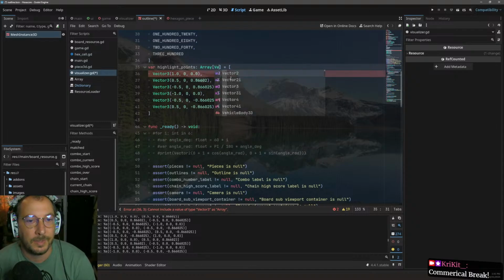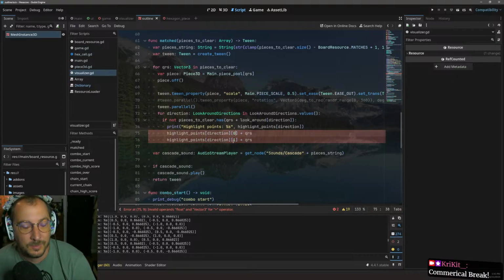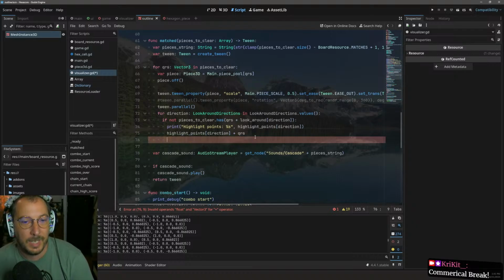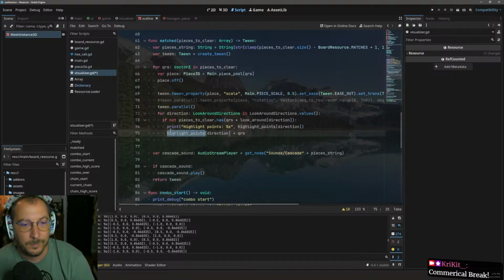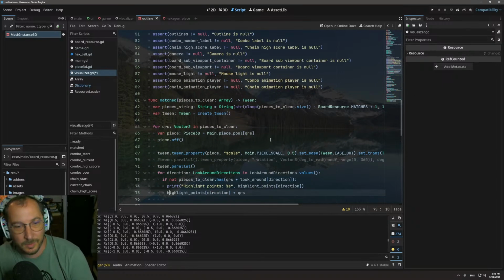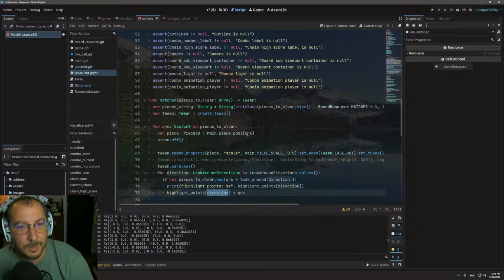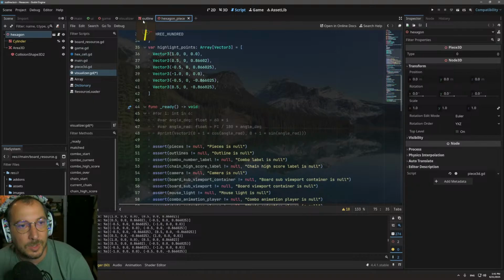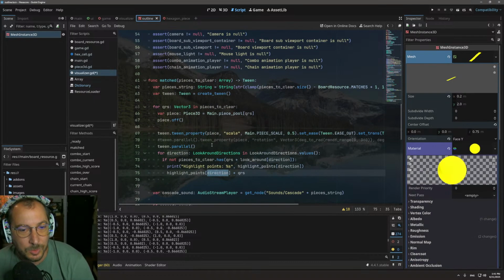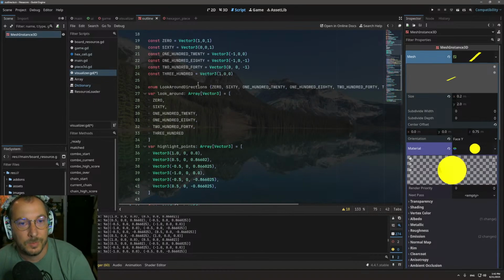And so this is an array of vector 3s now. And we only need the first value. So we just need this. And we add QRS to get our offset. And then we just look at our direction as what we use for the rotation of the outline mesh. And so direction.